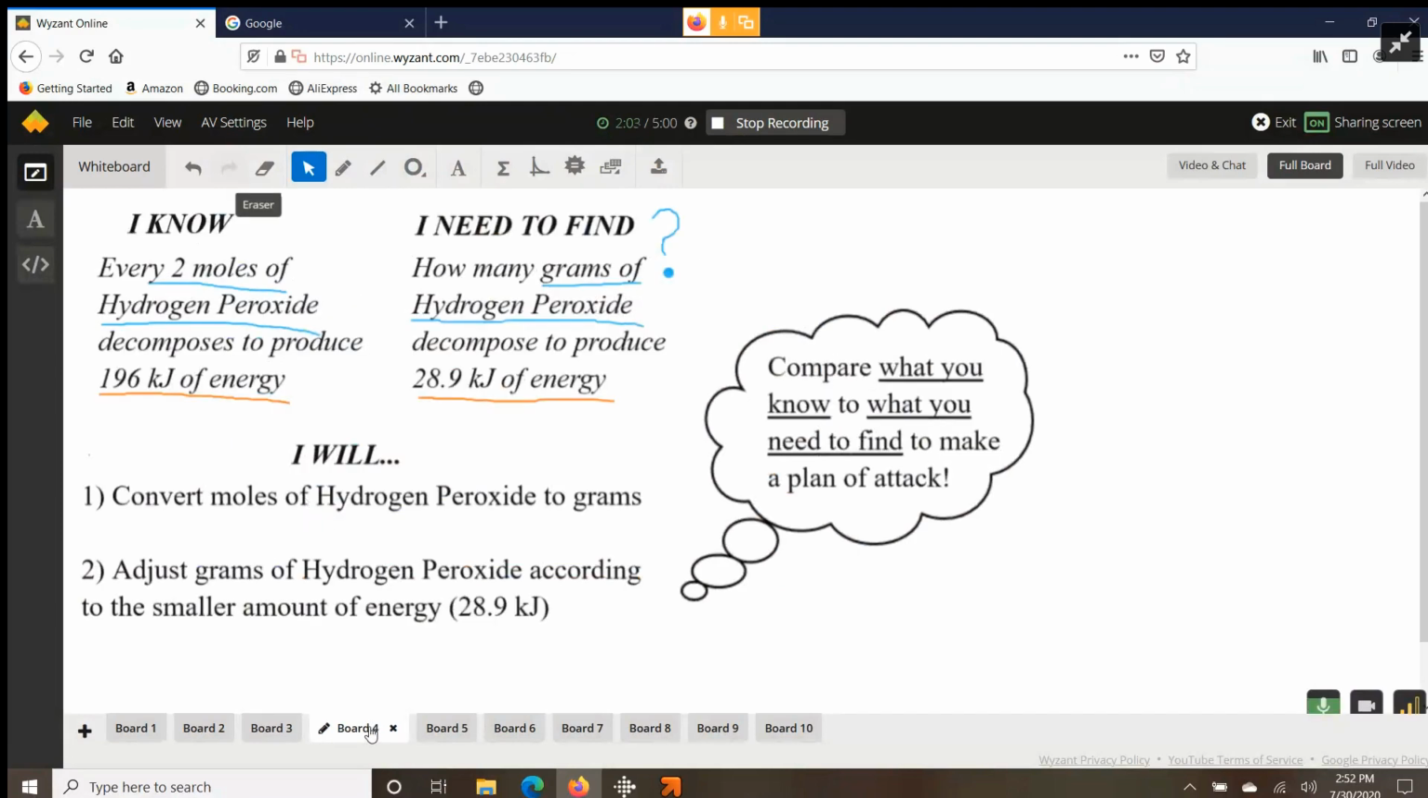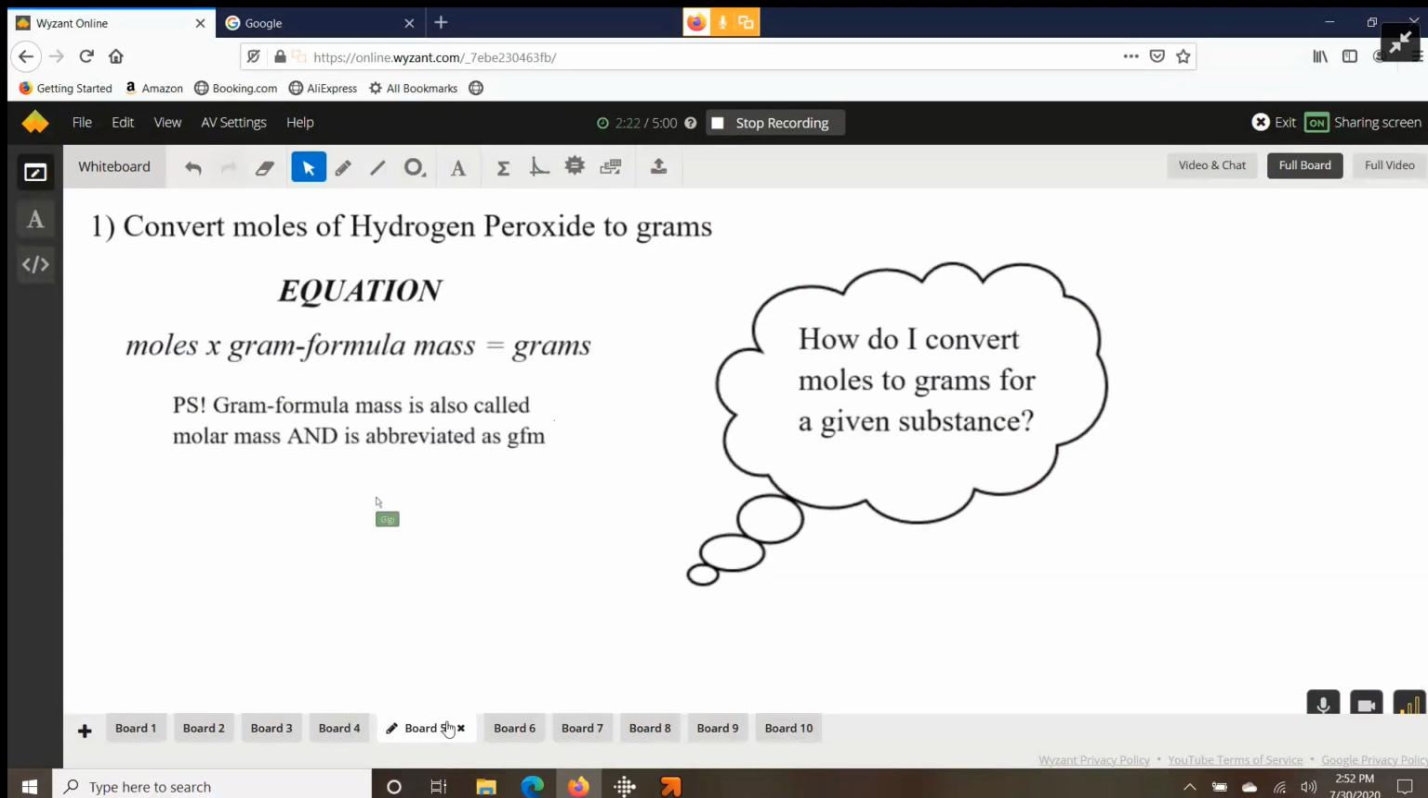So now you compare what you do know with what you need to find to work out your plan of attack. So putting our 2 statements side by side on the board, you'll see we have to go from moles to grams, and then we're going to have to adjust our amount of hydrogen peroxide for the specific energy condition that they gave us. So let's start with step 1, convert moles to grams. Our basic equation is right here. Moles times the gram formula mass gives you grams.